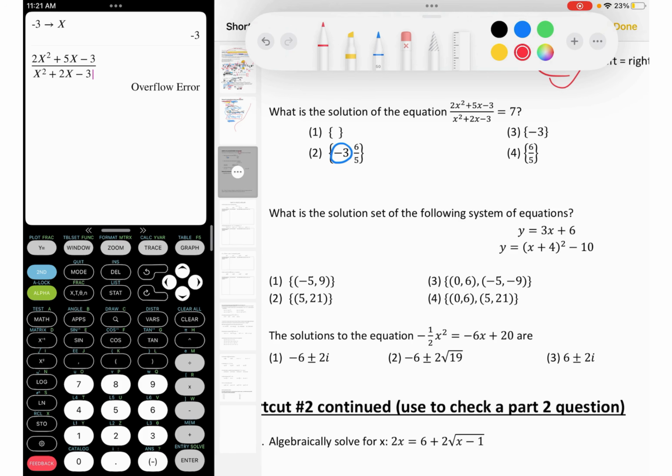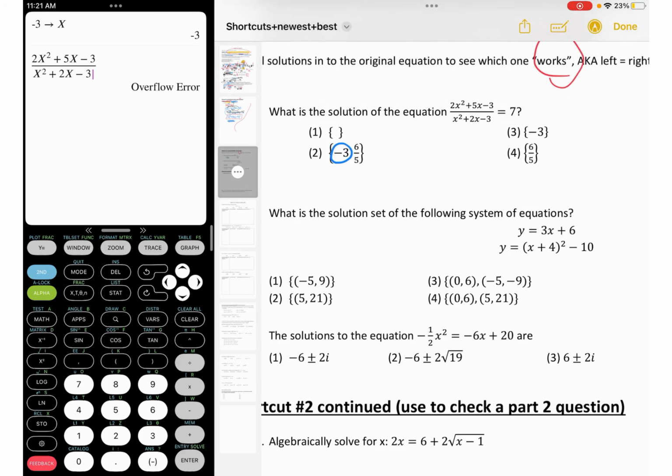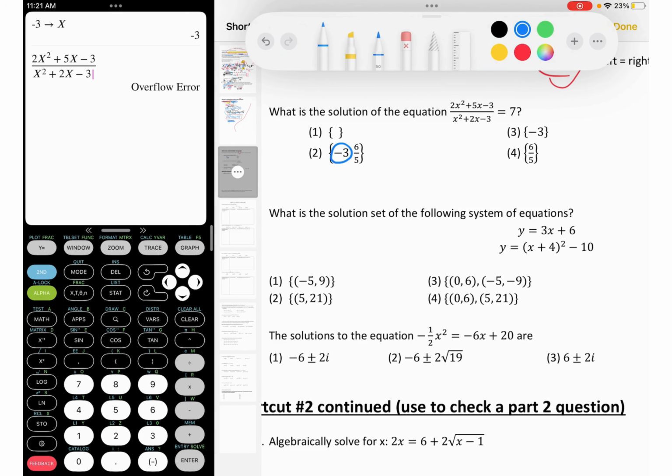Okay. When you type it into your calculator, this is an app thing, and I apologize, it will say undefined or it'll say error. It won't say overflow. -3 is actually a rejected value. If you do this the right way, you would see that -3 can't work. I'll show you really quick.